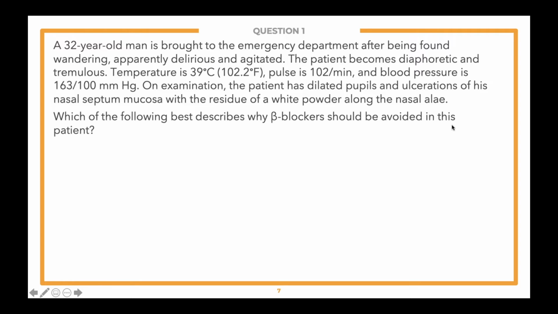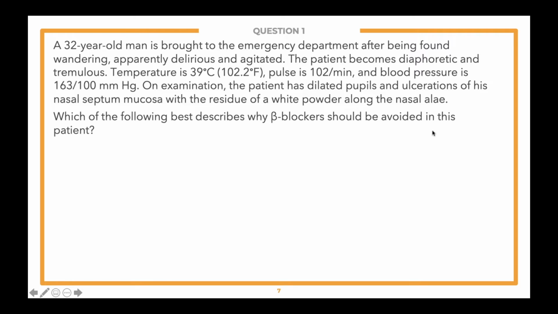A 32-year-old man is brought to the emergency department after being found wandering, apparently delirious and agitated. The patient becomes diaphoretic and tremulous. Temperature is 39 degrees Celsius, 102.2 Fahrenheit, pulse is 102 per minute, and blood pressure is 163 over 100. On examination, the patient has dilated pupils and ulcerations of his nasal septum mucosa with the residue of a white powder along the nasal alae. Which of the following best describes why beta blockers should be avoided in this patient?